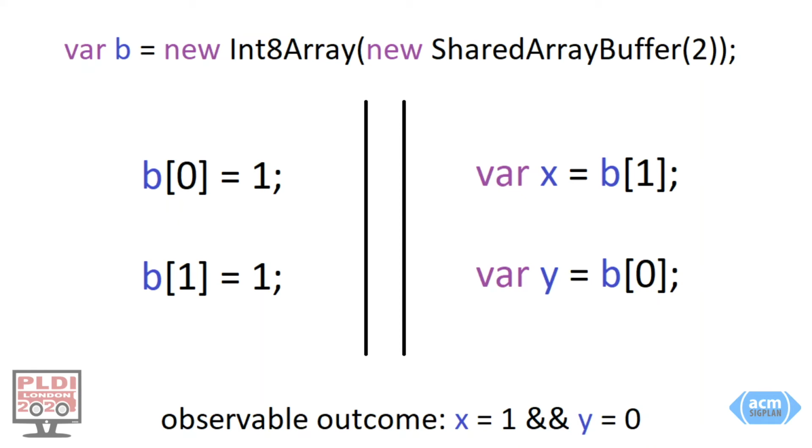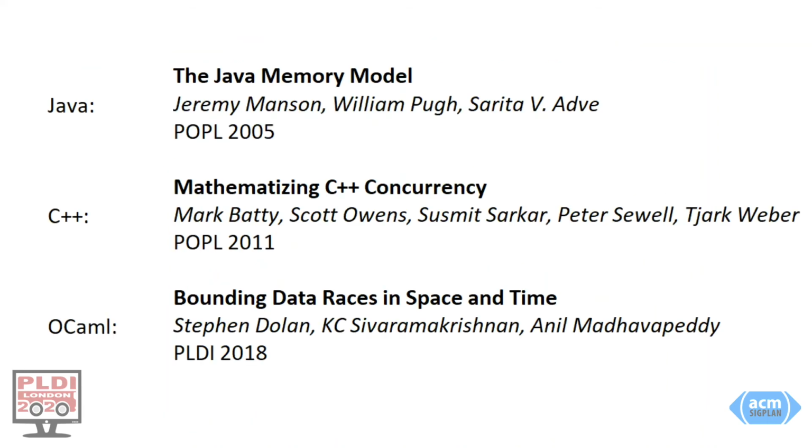A relaxed behavior is possible, where the second thread observes the first thread's writes out of order. Permitted and forbidden relaxed behaviors in the language must be specified using a relaxed memory model. Many examples exist for a variety of languages.